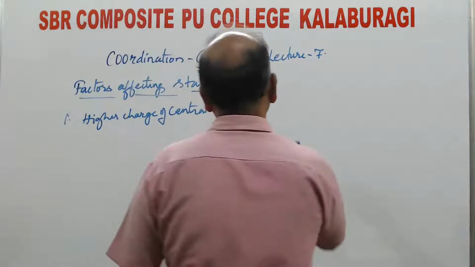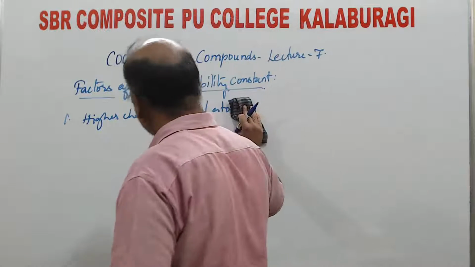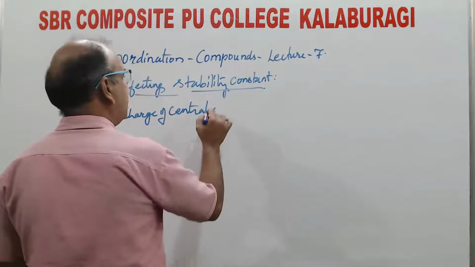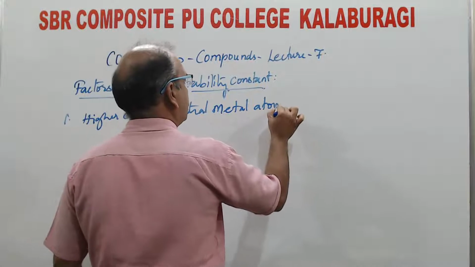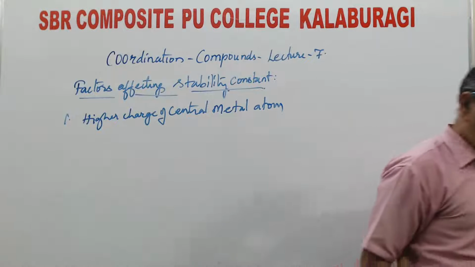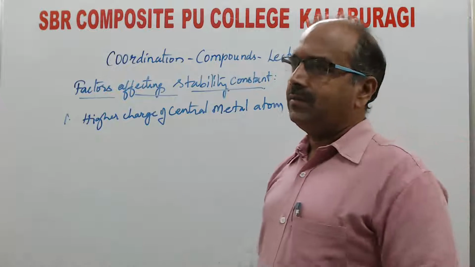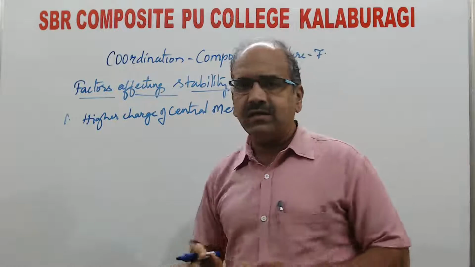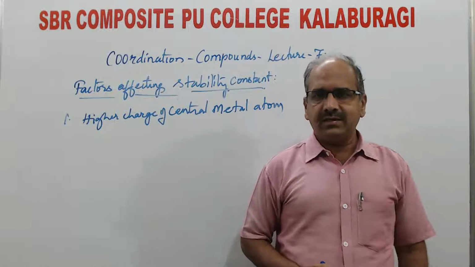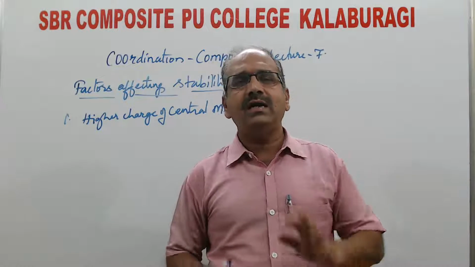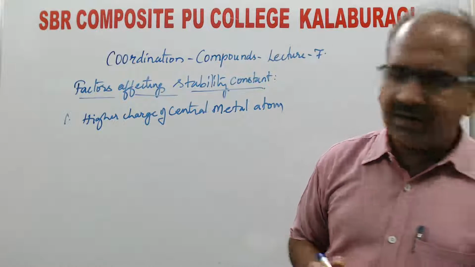Central atom, that is the metal atom: higher charge of the central metal atom. So greater ionic means higher charge. When it has a higher charge, it will attract a number of ligands, and when it is bonded with a number of ligands, more will be the stability. So, greater ionic potential.